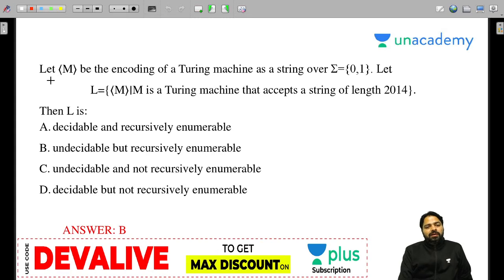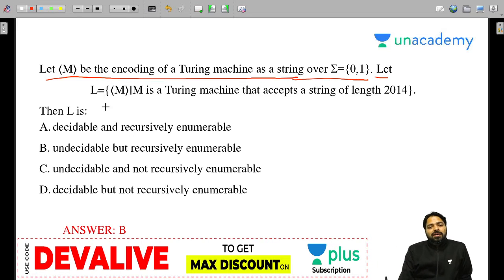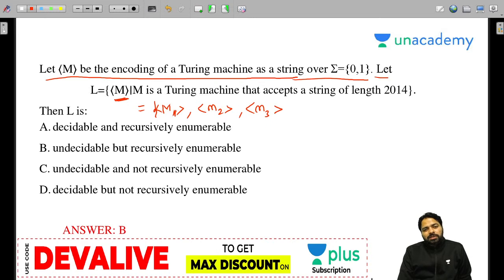Now, let M be the encoding of a Turing machine as a string over sigma 0, 1. See, a machine is a string, guys, here. And we need to collect the set of machines, means set of strings, like M1, M2, M3. What do these machines do? They accept a string of length 2014. Which string doesn't matter.